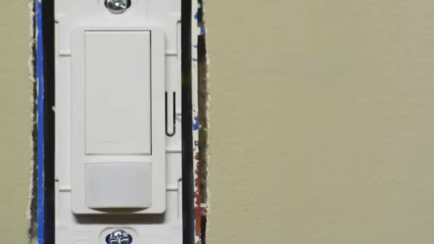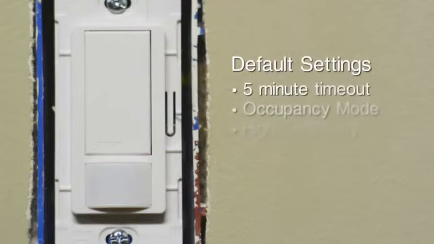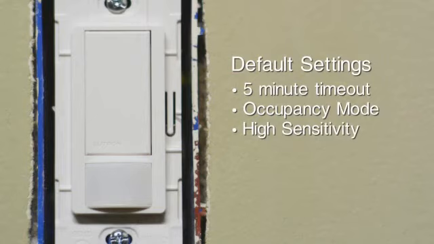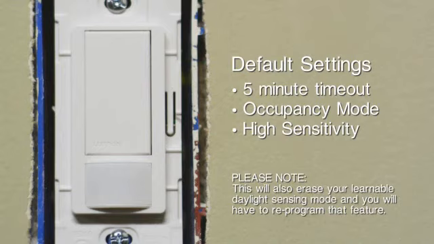If you would like to reset the sensor to its default settings, 5-minute timeout, occupancy mode, and high sensitivity, press and hold the large button and the tab next to it until the lens flashes 3 times. This will also erase your learnable daylight sensing mode, and you will have to reprogram that feature.